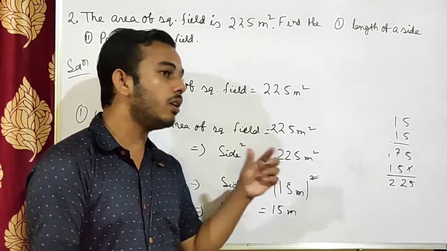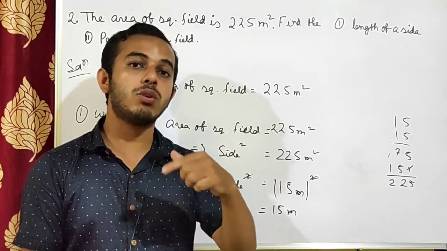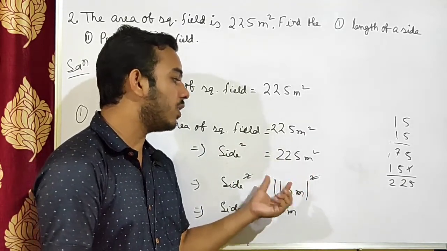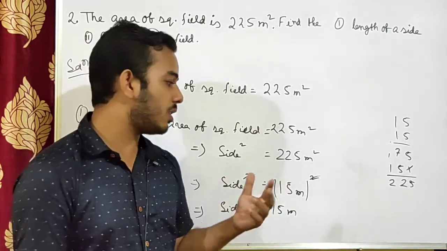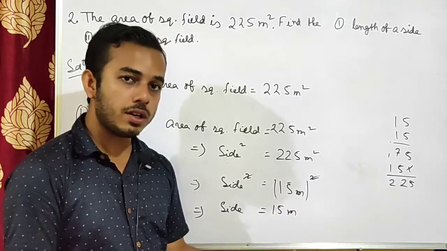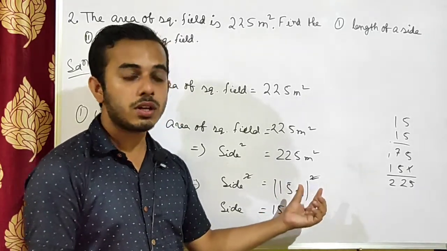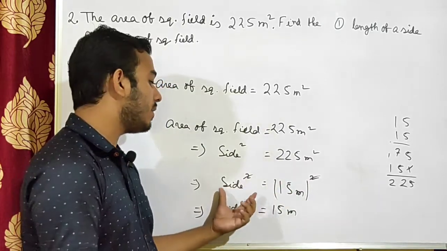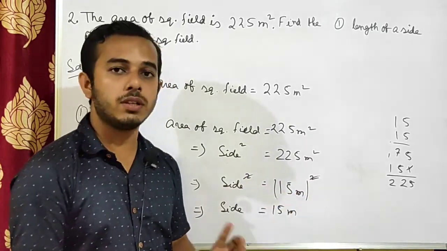Now we have to find the root. It is the square root of which number? Here 225. We know 15 into 15 is 225. So in place of 225 we can write 15 square. So we have written 15 meter square. Now we cancel square, then left is side equals 15 meter. Clear?